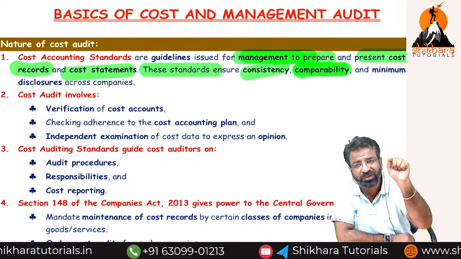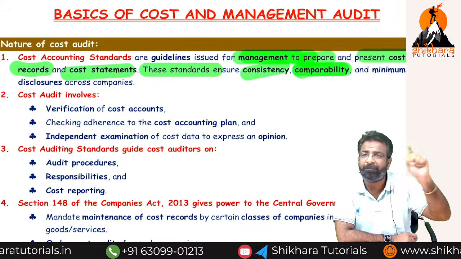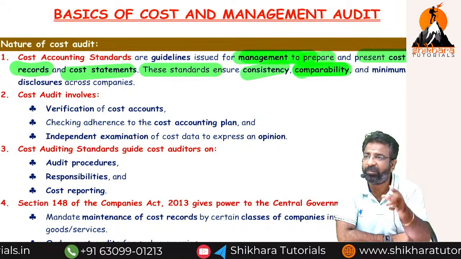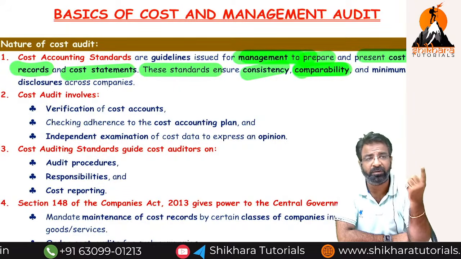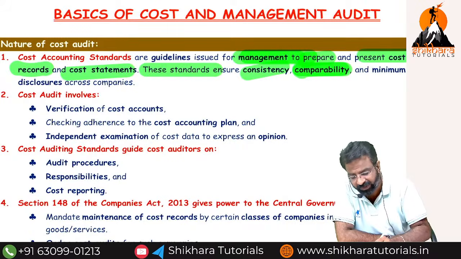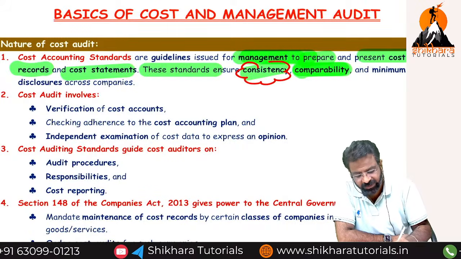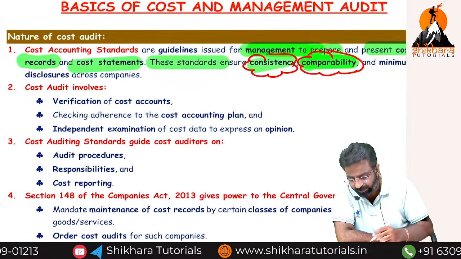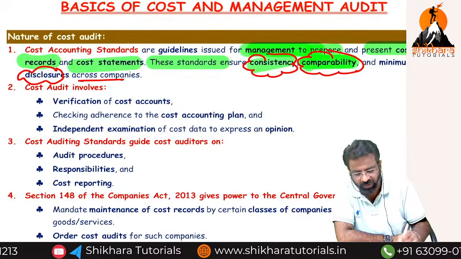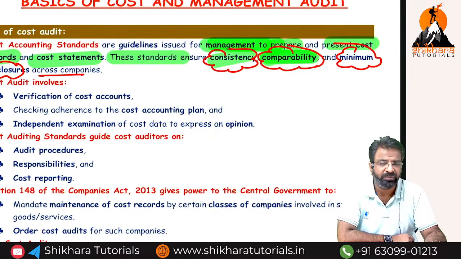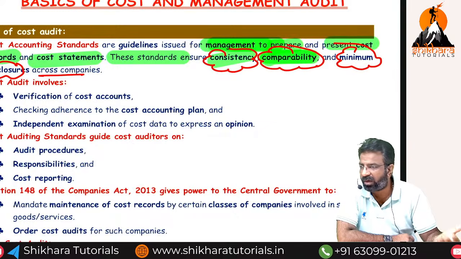Can Tata Motors' costing statement be compared with Mahindra Motors? Yes, it can be compared. Why? Because both belong to the same industry or different. Both must have followed the same standard. So standard gives you which 2 advantages? Tell me now. Consistency and comparability. And what is the third advantage? Minimum disclosures across what? You have to disclose it as per the standards. So this is what you mean by cost accounting standards.